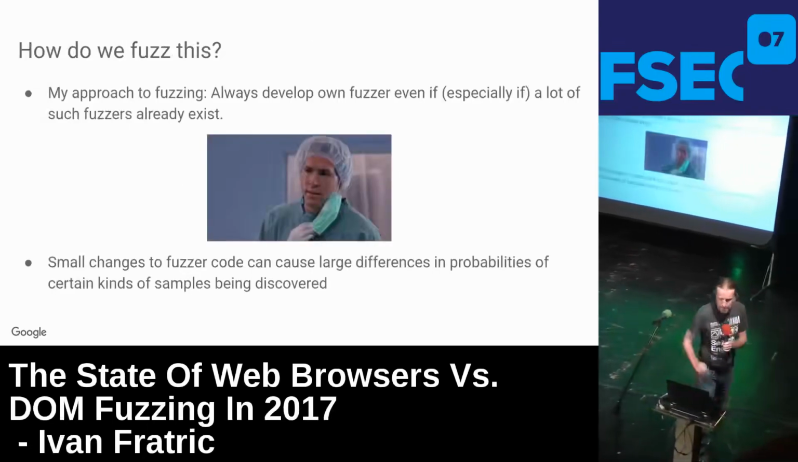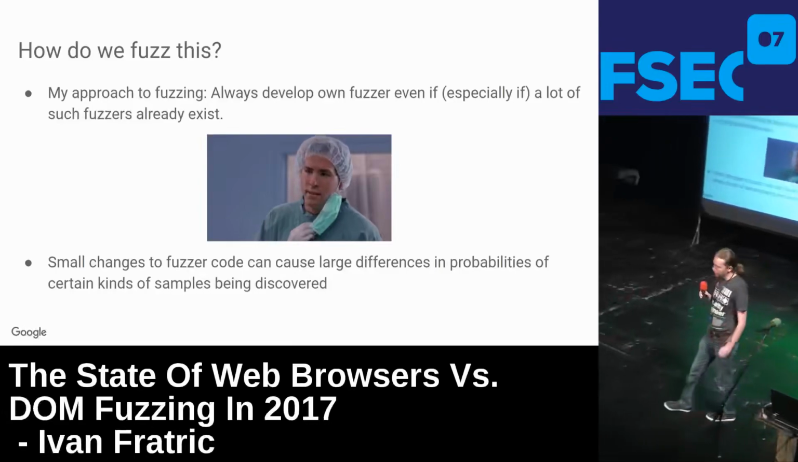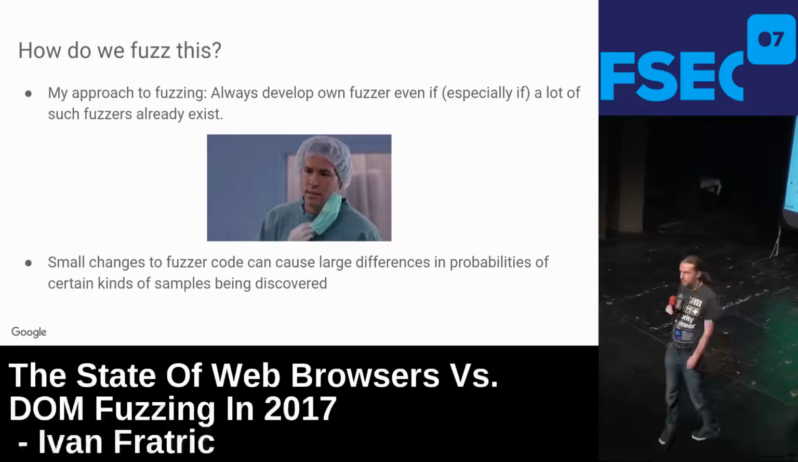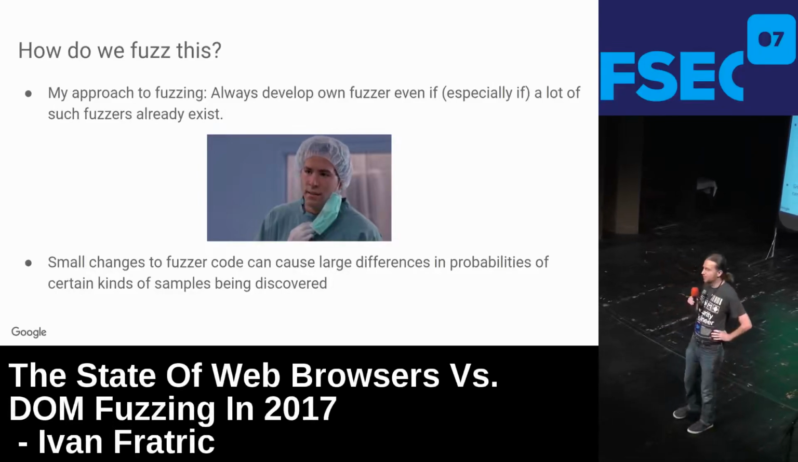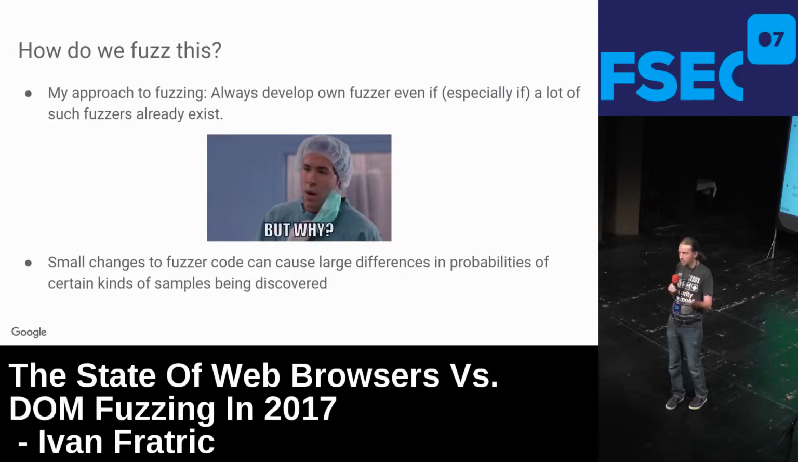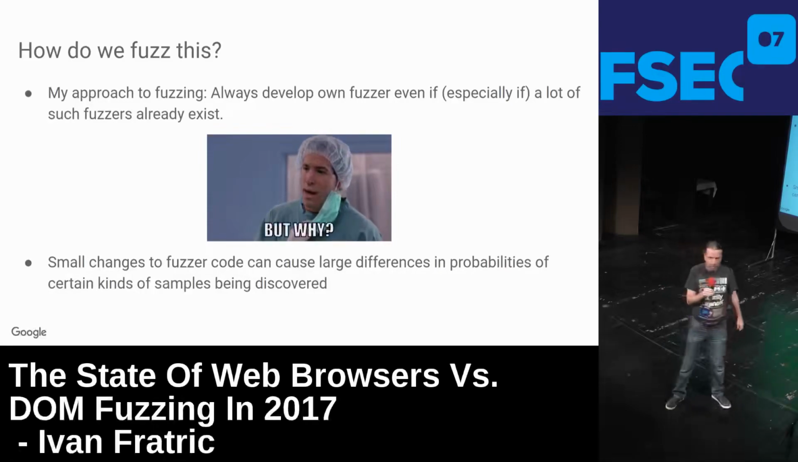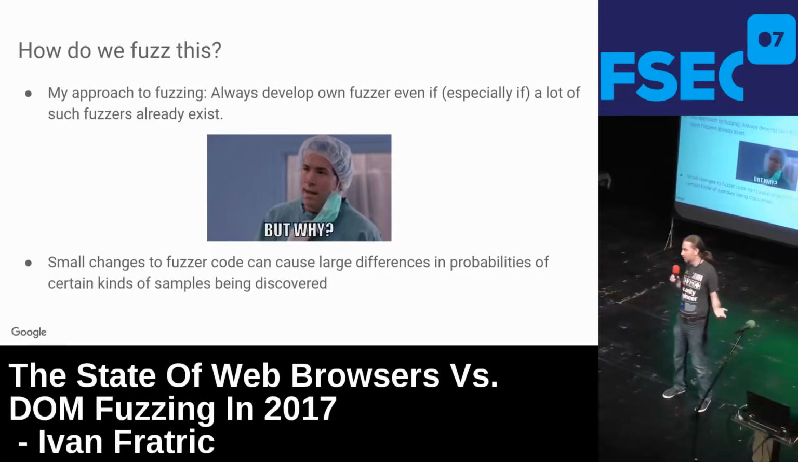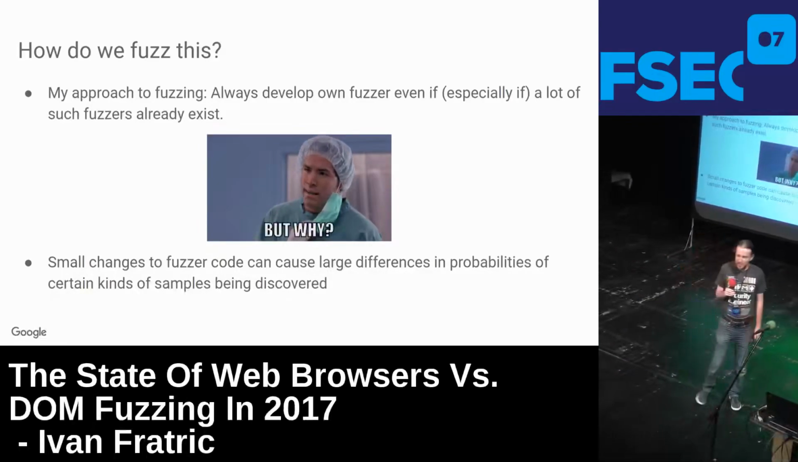So how do we do that? Well, my general approach to fuzzing is to essentially always create my own fuzzer. And that might seem counterintuitive at first, but whenever I create my own fuzzer, I'm going to do something different than what is already out there. And it might be a very small thing. But that very small thing might have a butterfly effect, which might cause my fuzzer to generate certain samples with greater probability and enable my fuzzer to discover bugs that other fuzzers might have overlooked. Or it might happen that I just like writing fuzzers. So pick the actual reason.